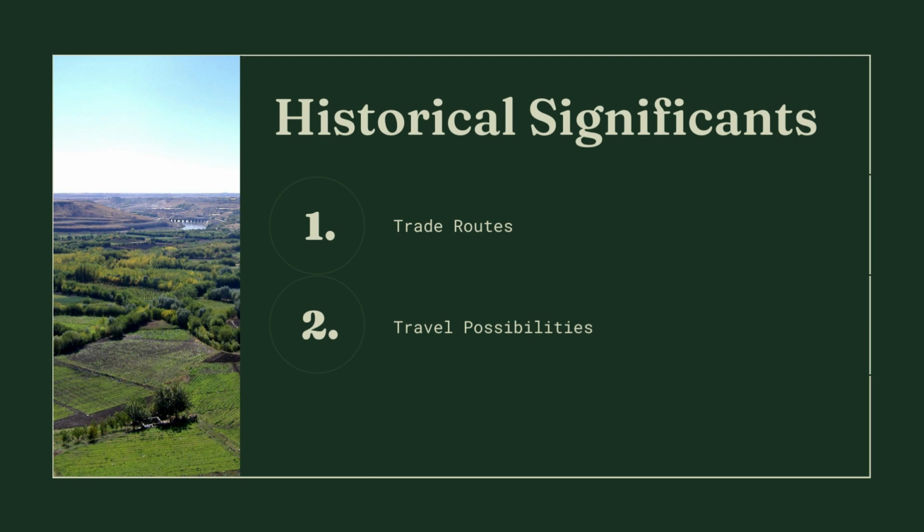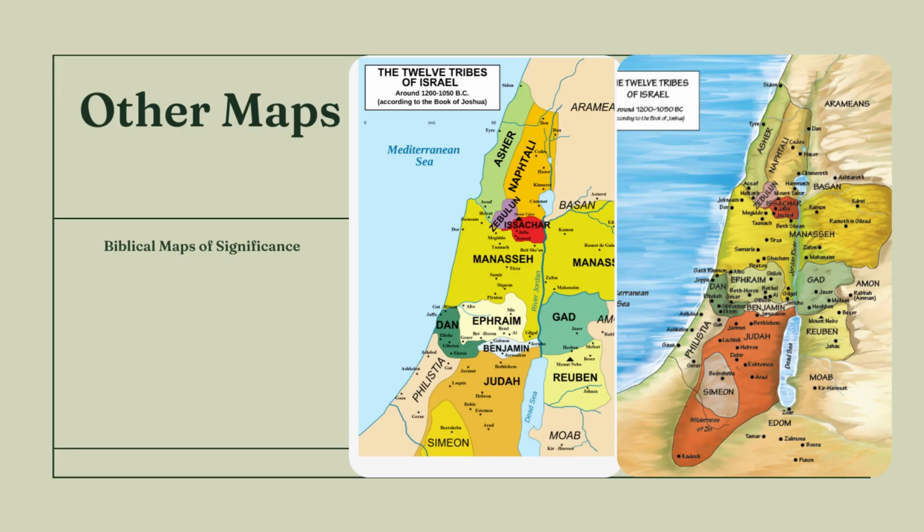Of course, these are significant because there are trade routes. They are trade routes, and so goods are going from one place to another through this. And also, there are travel possibilities. So people can travel along these roads, not just to trade, but also to go from one nation to the next.